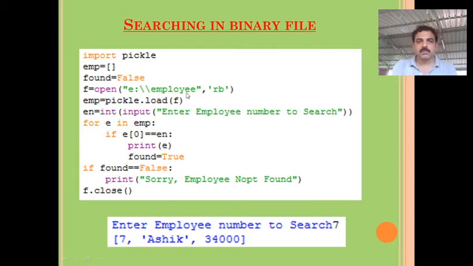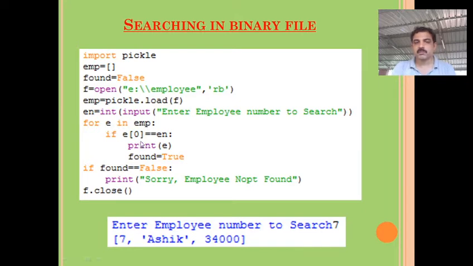So we open the file employee in read mode, then emp equal to pickle.load f. So we are loading the file. Then en equal to input, enter an employee number to search. So we are asking the user to enter an employee number to check whether it exists. So that is en, and en has to be checked in the file. For e in emp is nothing but the loaded data, so those records one by one will be stored in e.